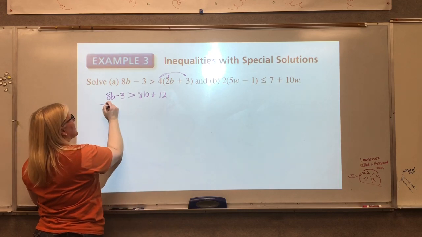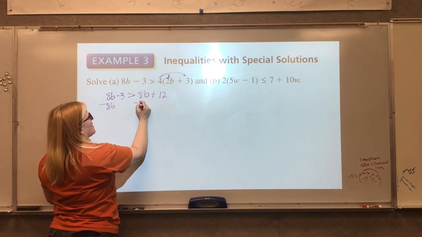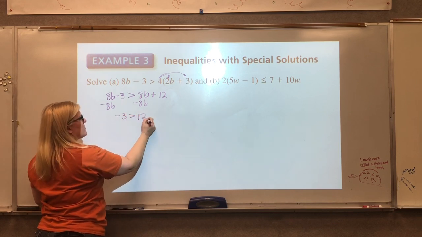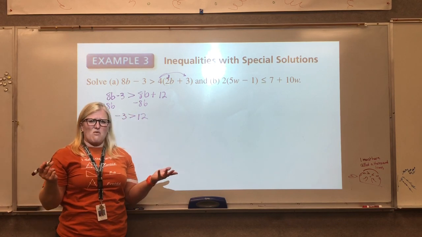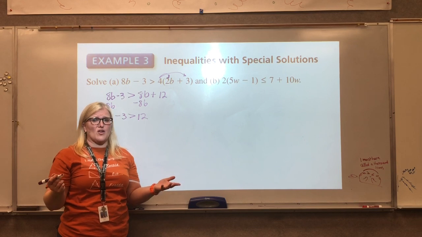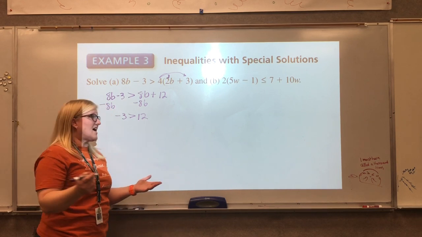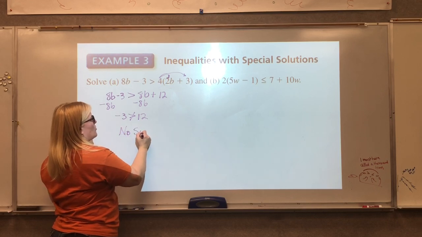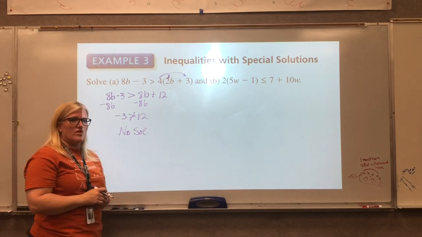Now I'm going to subtract 8b from both sides, and I get negative 3 is greater than 12. Is that right? Is negative 3 bigger than 12? No, it's not. So this is not correct. So there is no solution for this one.